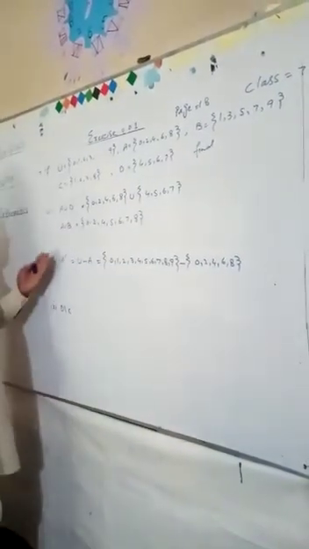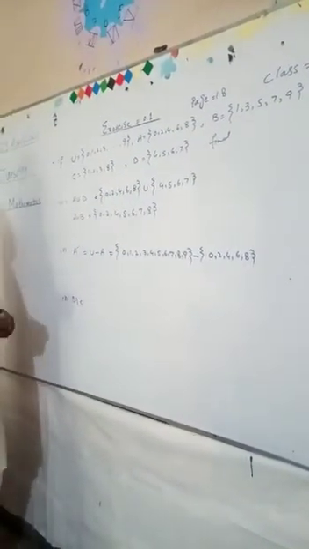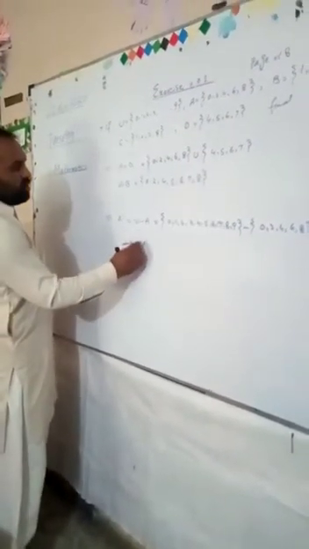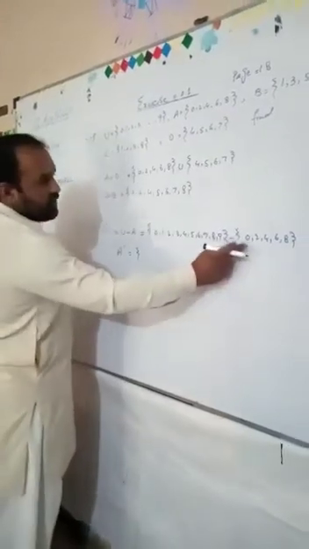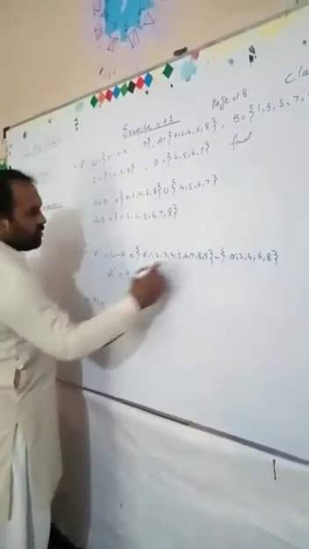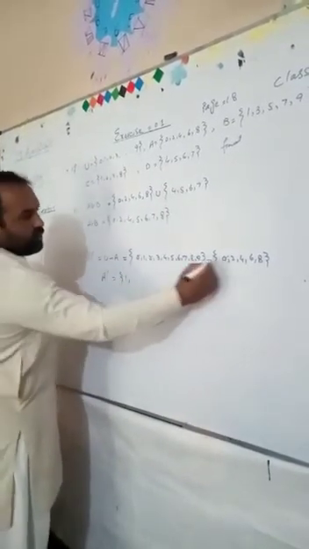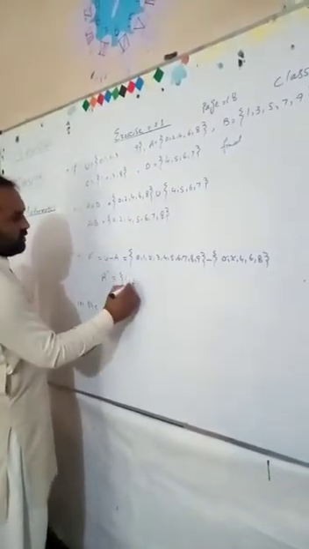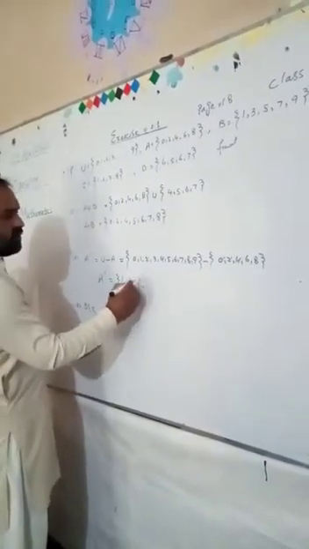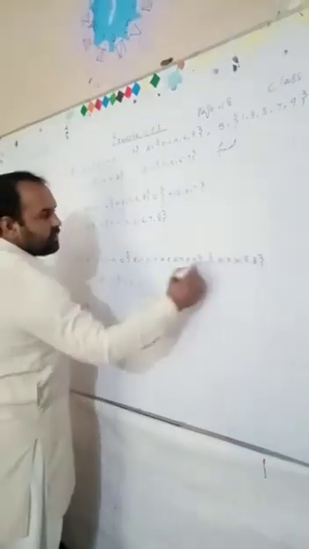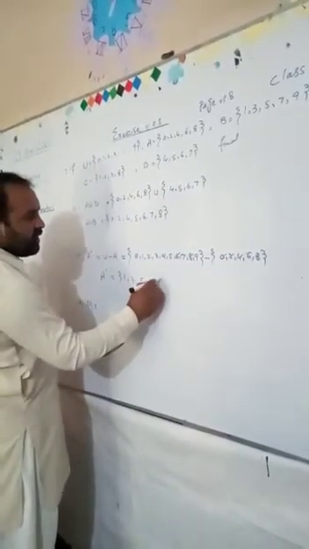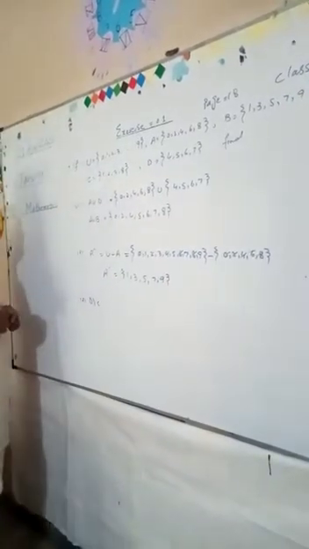You know that complement or difference means the non-common elements are the answer. Non-common elements: 0, the same numbers are cut, 0 is cut. 1 is non-common, write 1. 2 is crossed, 3 is non-common, 4 is the same so crossed, 5 is non-common, 6 and 8 are crossed. The remaining are the answer: 1, 3, 5, 7 and 9. These are the answer of A complement.